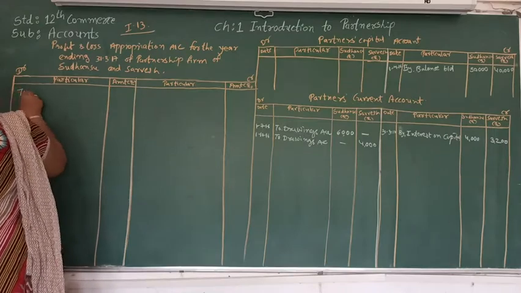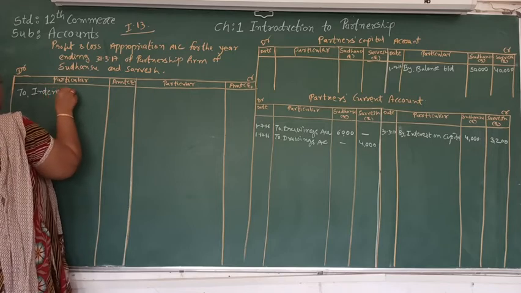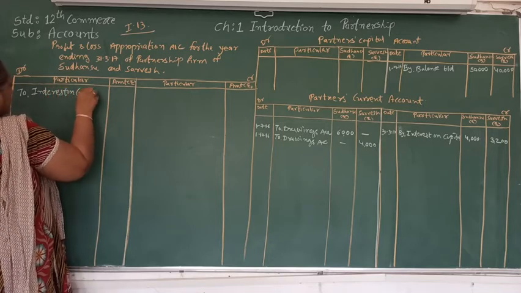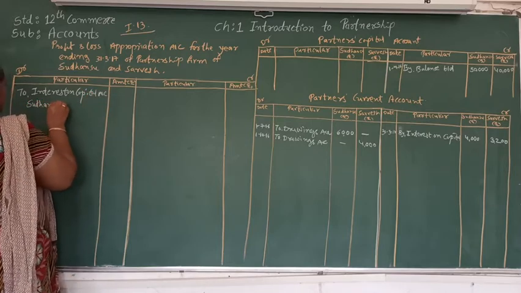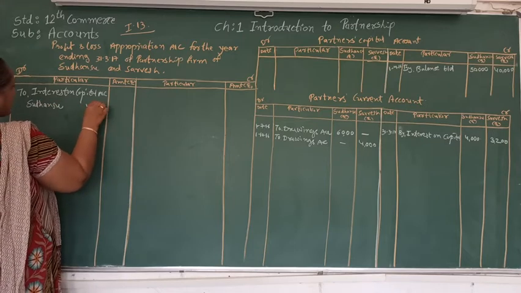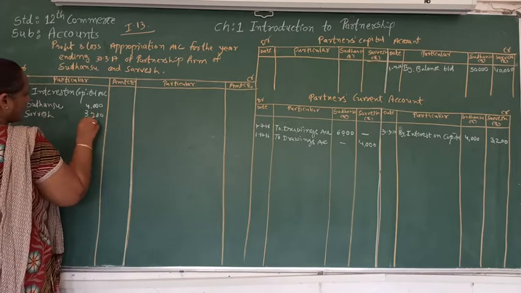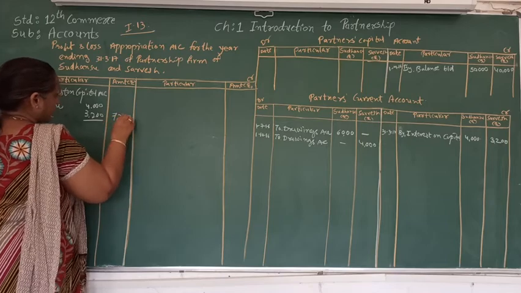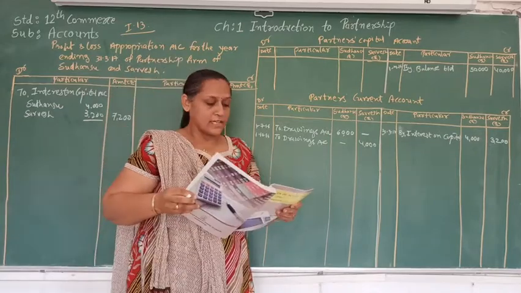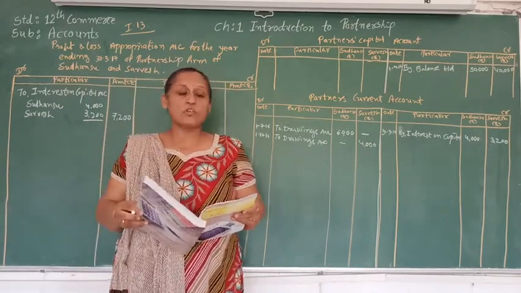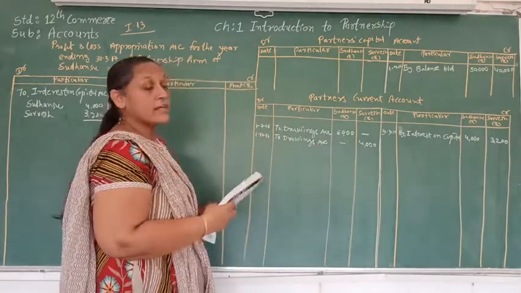So here we are going to debit interest on capital. So for Sudhanshu 4,000 and for Sarvesh 3,200. Total amount will be 7,200. So this is the expense for the partnership firm. Now after that the next thing given to us is to charge interest on drawing at 12%. So drawing is 6,000, 4,000, and here we have to calculate interest on drawing.